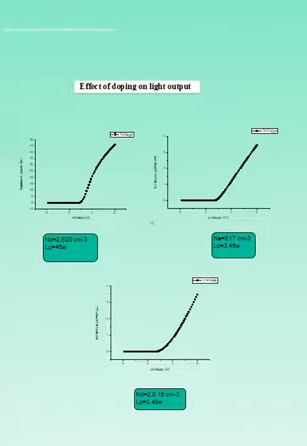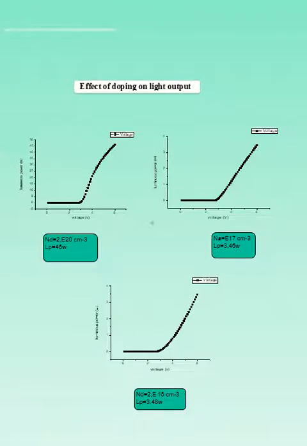Effects of doping on light output. For ND equals 2E20, luminous power equals 46 watts. For ND equals 2E16, luminous power equals 3.48 watts.